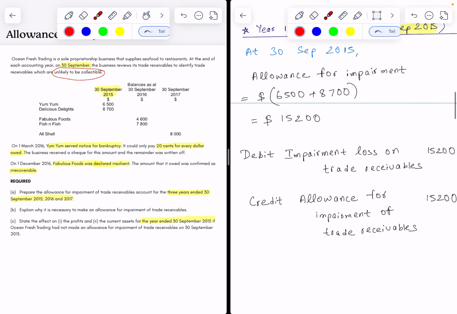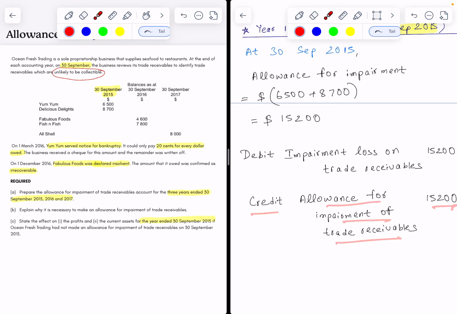So we are crediting the allowance for impairment of trade receivables by $15,200. Why? Because this is a contra asset account, which means when this increases in value, we credit it. Also, this is supposed to have a credit opening balance. When it decreases in value, we debit it, okay? So since the allowance for impairment, being a contra asset account, is increasing in value by $15,200, we are journalizing it by crediting allowance for impairment of trade receivables by $15,200.